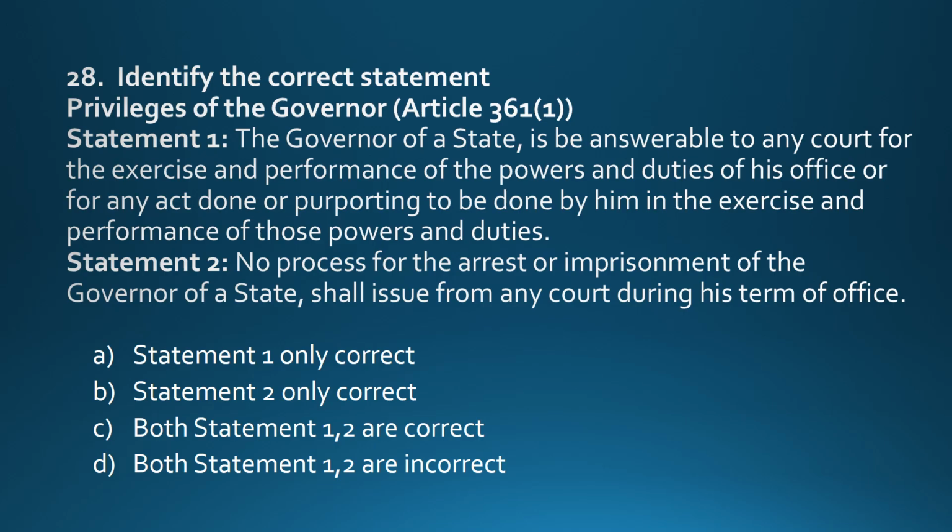Option A statement 1 only correct. Option B statement 2 only correct. Option C both statement 1 2 are correct. Option D both statement 1 2 are incorrect. Correct answer is option B statement 2 only correct. In statement 1, the governor of a state is not be answerable. We have to include not. The governor of a state is not be answerable to any court. Correct answer is option B statement 2 only correct.